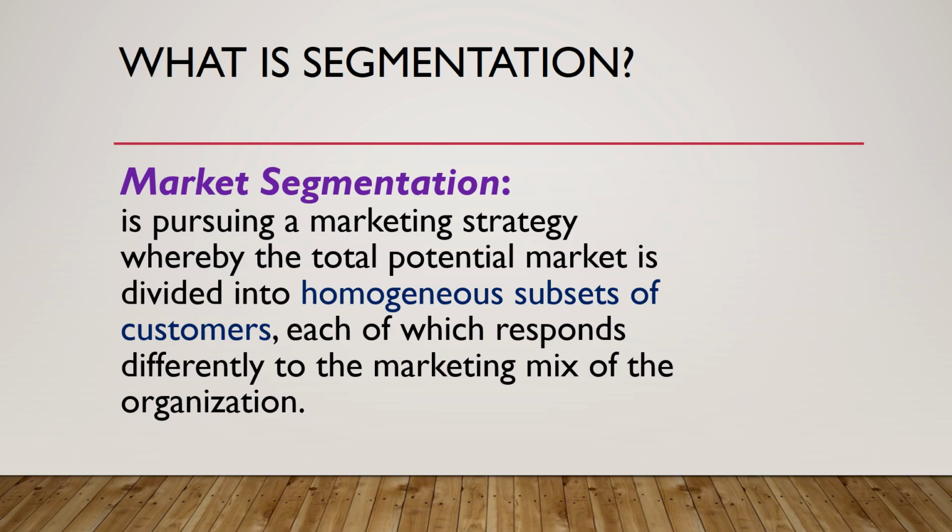Let's begin with the first element of the STP model, market segmentation. Your text defines market segmentation as pursuing a marketing strategy whereby the total potential market is divided into homogeneous subsets of customers, each of which responds differently to the marketing mix of the organization. The key phrase there in blue is homogeneous subsets of customers. It's how you divide them into groups where the people react to the marketing message, or they treat the product, or they have similar needs. So they have some characteristic that ties them together.